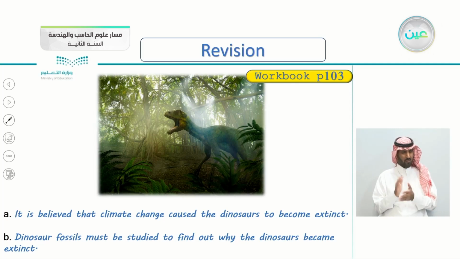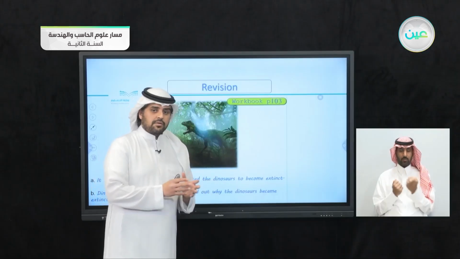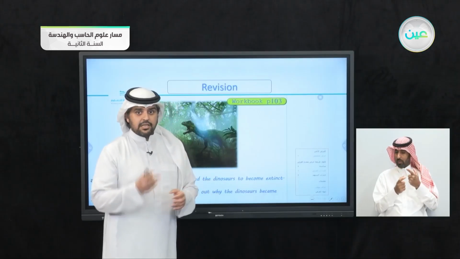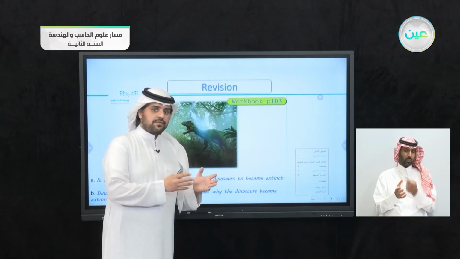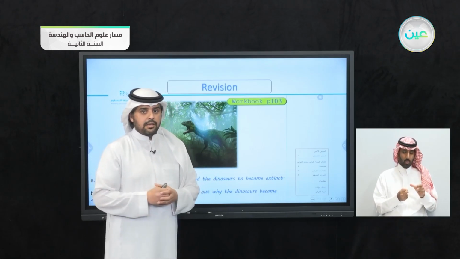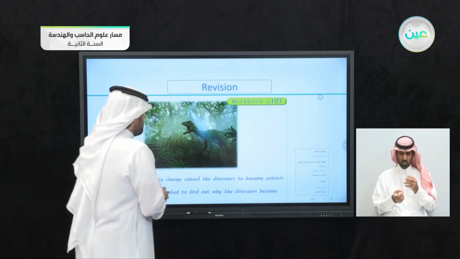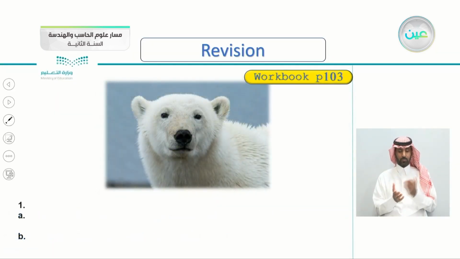So this is an easy exercise. Talk about each picture in 2 sentences, one with the passive form and the other with the passive reporting verb. So the next picture here is the polar bear. Polar bear. So give me 2 sentences, one with the passive form and the other with the passive reporting verb.